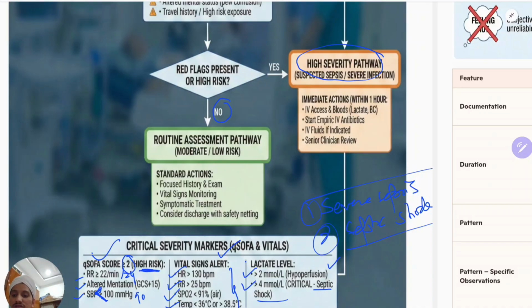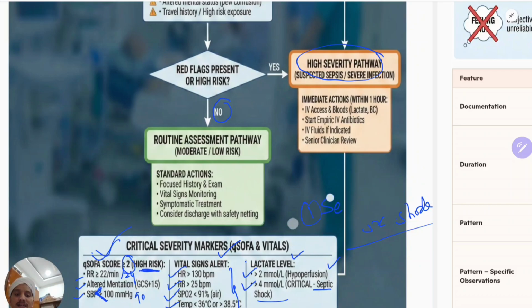So these things you can use: the qSOFA score, respiratory rate, BP, and mental state. Two or more means severe infection. Vital signs: heart rate more than 130, respiratory rate more than 24 per minute, saturation less than 91%, fever more than 38.5 or less than 36 degrees Celsius, or lactate level more than 4 millimole per liter. That is considered high risk.